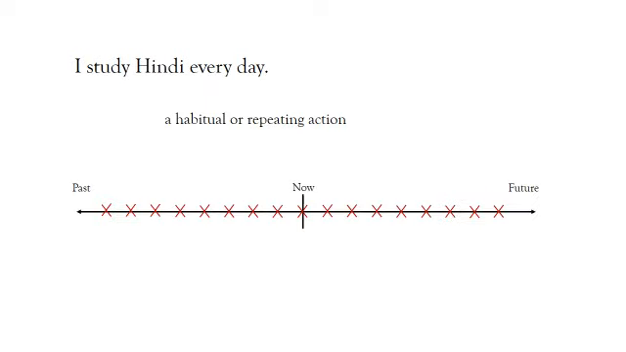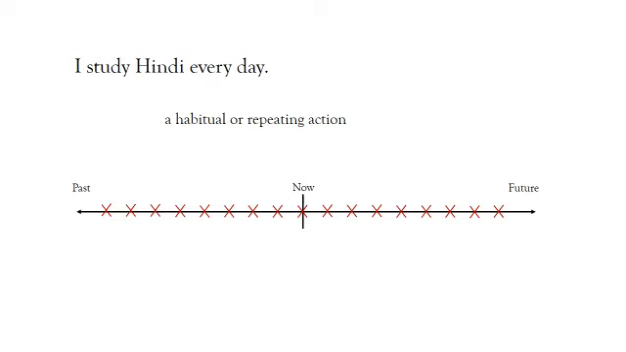So, I studied Hindi a week ago. I studied Hindi yesterday. I'm studying Hindi today. I'll be studying Hindi tomorrow. I'll be studying Hindi the day after tomorrow, next week, next month. So that way, this is something that I do on a regular basis.